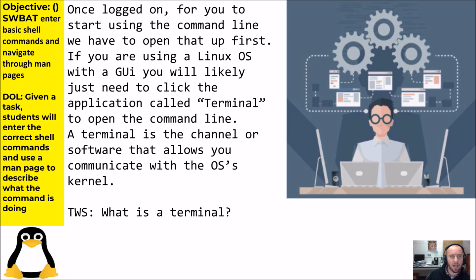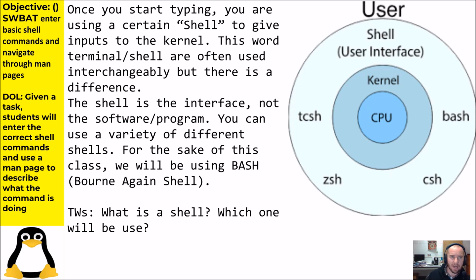So once logged on, for you to start using the command line, you have to open that up first, right? So if you're using a Linux operating system with what's called a GUI, you'll likely just need to click the application that's called Terminal. Now, a terminal is the channel or software that allows you to communicate with the operating system's kernel. So there's a lot of different ways you can communicate with the kernel. One is through the terminal, and that's what people mean when they say through the command line.